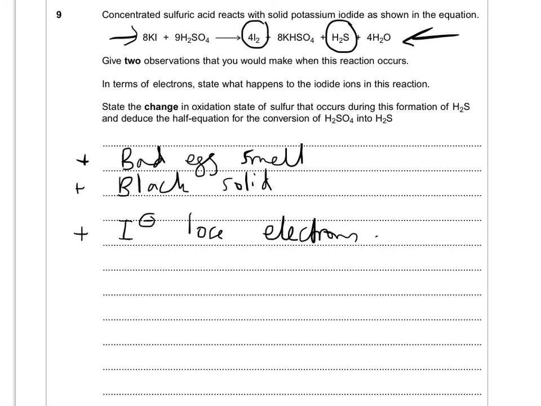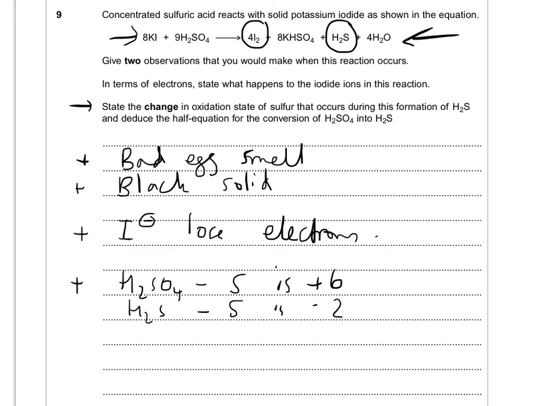And then in terms of, I've done that one. State the change in oxidation state of sulfur that occurs during the formation of H2S. So we're going from H2SO4, where the sulfur is +6, and then H2S, where sulfur is -2.